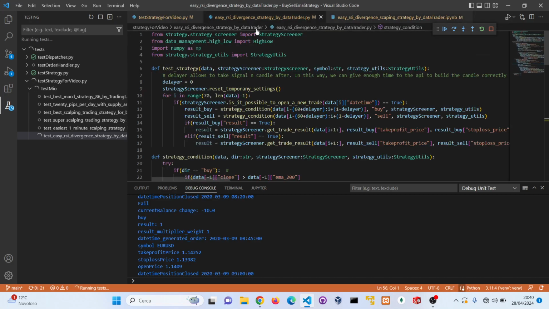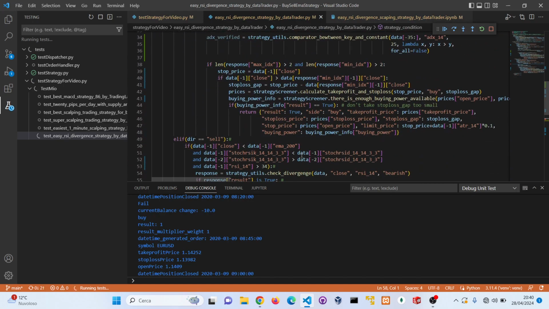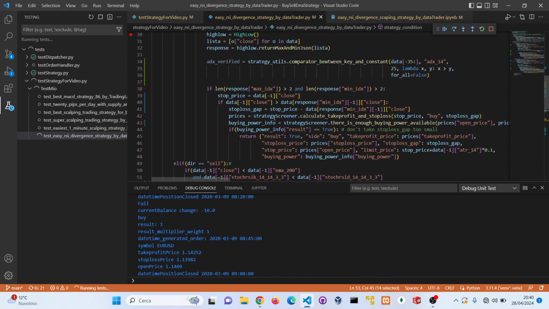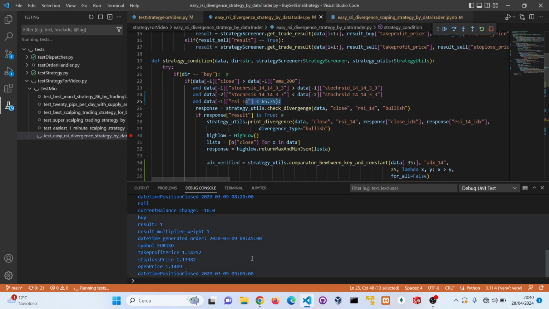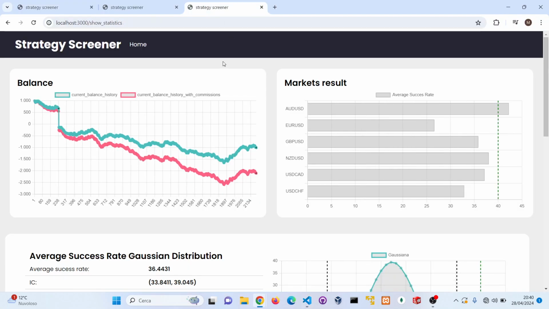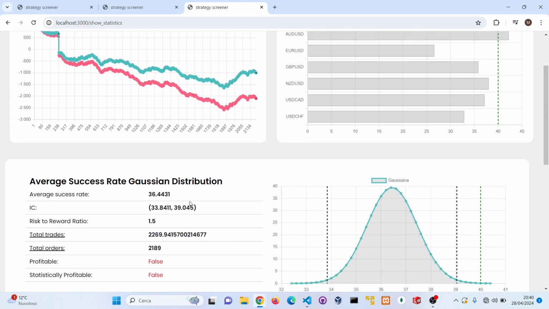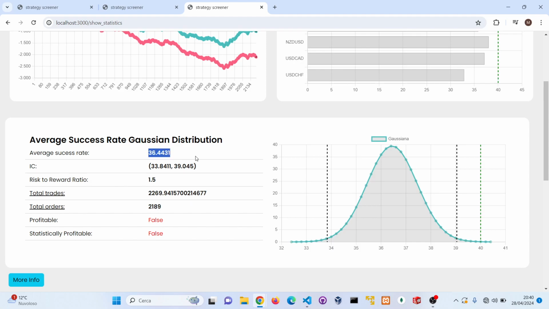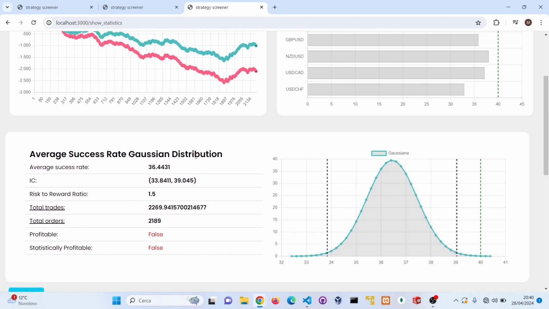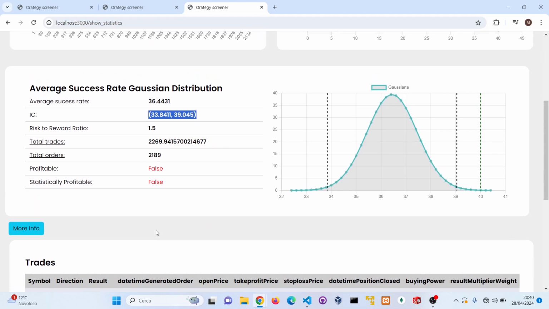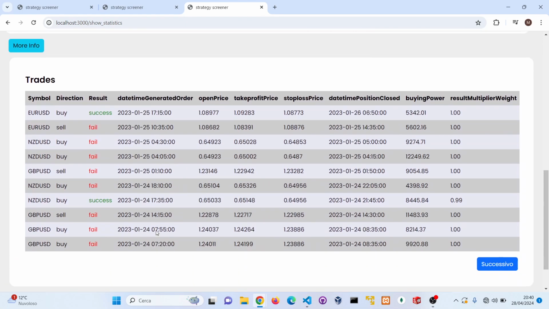I have already added this filter here and here, and these are the results. Only one forex pair goes past 40, and it is EUR/USD, but in general the average success rate doesn't go past 40, and the confidence interval as well. So the strategy is not profitable, and it's not statistically profitable as well.